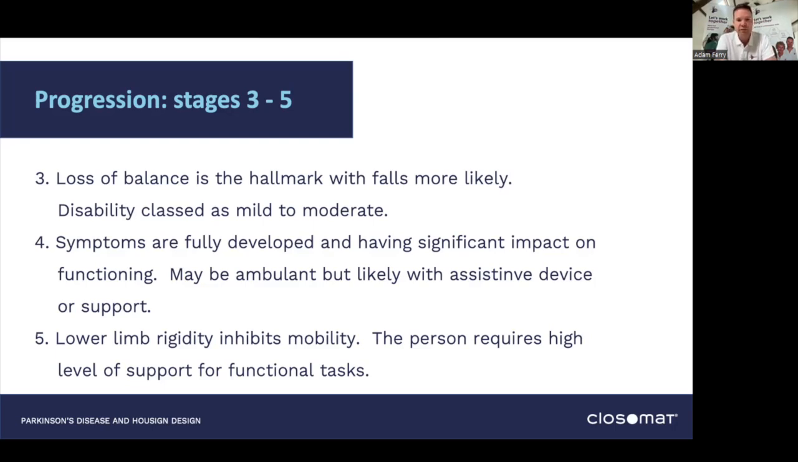Stage 4, symptoms are fully developed and having a significant impact on functioning. They may be ambulant, but likely with an assistive device or with support. And stage 5, the final stage, lower limb rigidity inhibits mobility. The person requires a high level of support for functional tasks. And there may well be some nursing needs within there as well around swallow, hygiene, oral intake, that kind of thing.